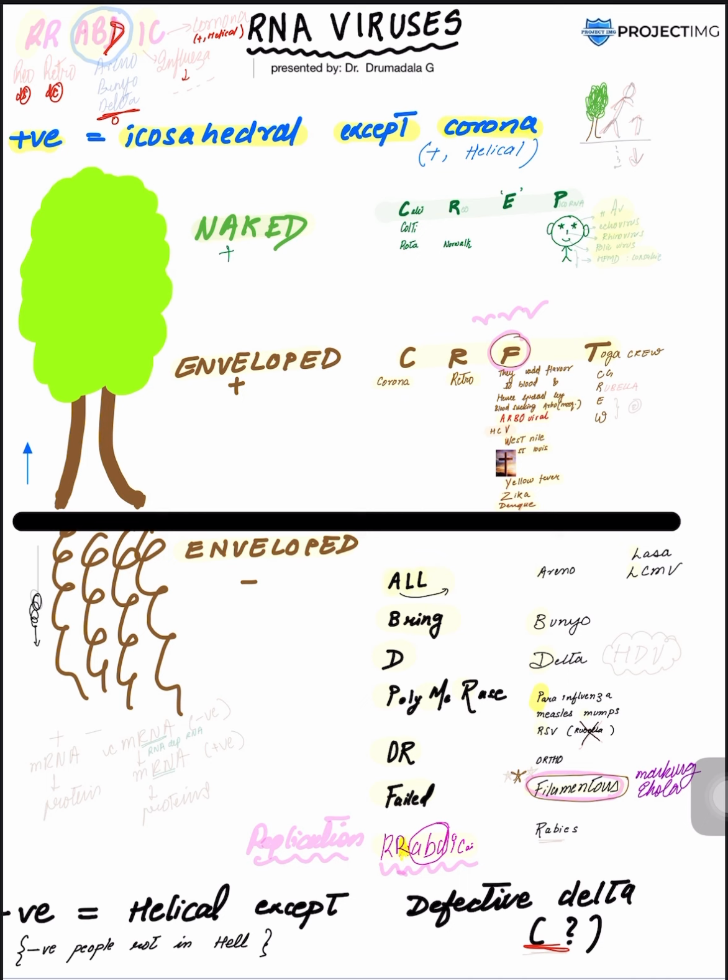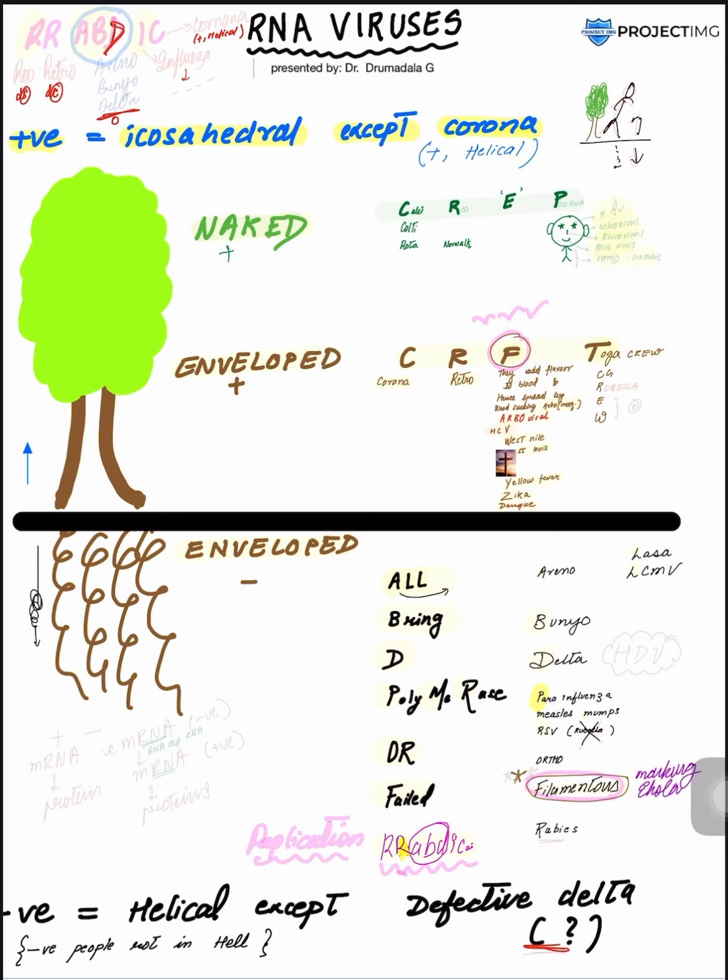In the corona pandemic, though you were standing on the ground, yet it has shown you hell of a situation. That's why we say corona is positive sense but has helical symmetry. Anything pointing towards hell has helical symmetry.